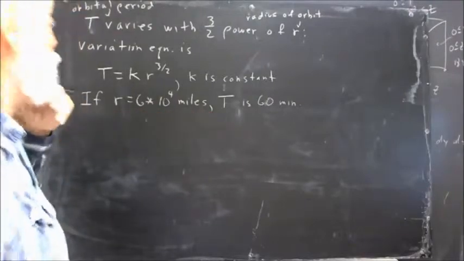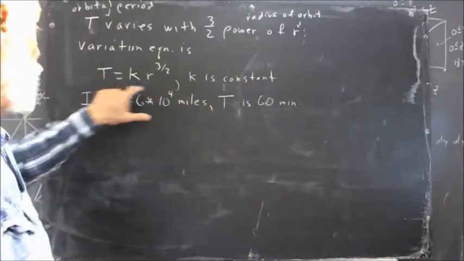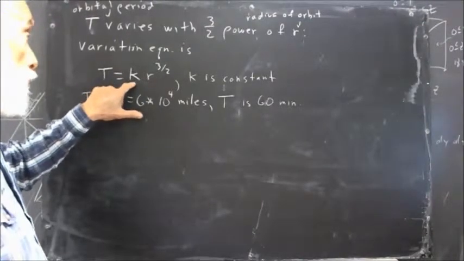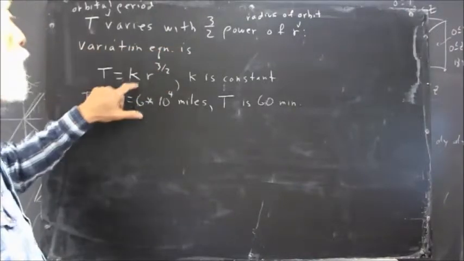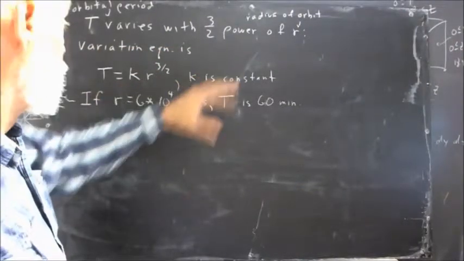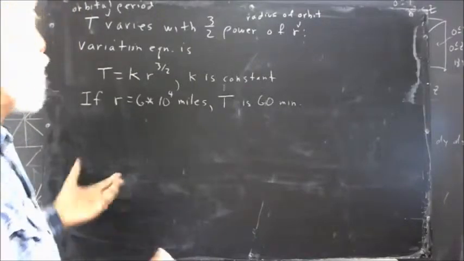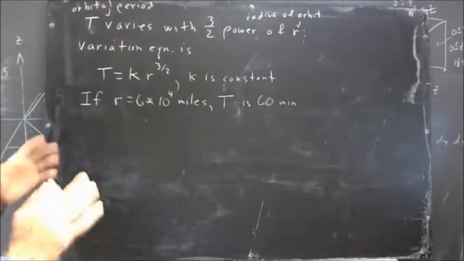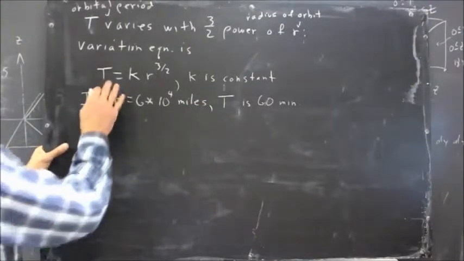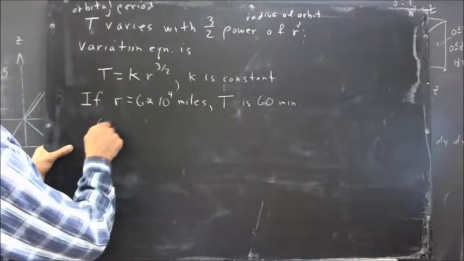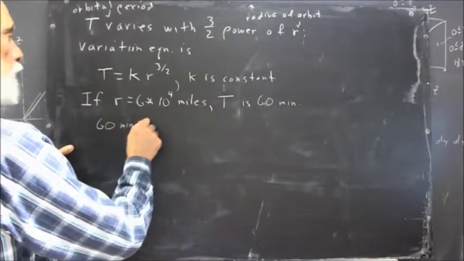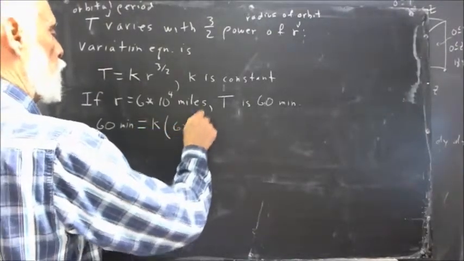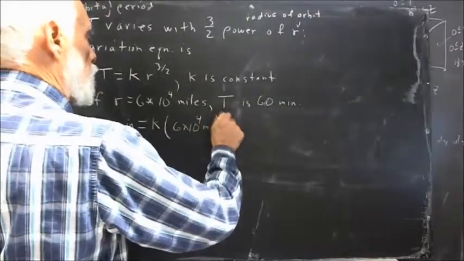Now what can we do with that information? Well, we can plug the value of T and the value of r in and get the value of the constant. Then when we substitute the value of the constant into this equation, we get a specific equation for this particular planet, for all circular orbits of satellites around this planet. So this is the general process we use with any sort of variation. So we say, 60 minutes equals k times 6 times 10 to the 4th miles to the 3/2 power.